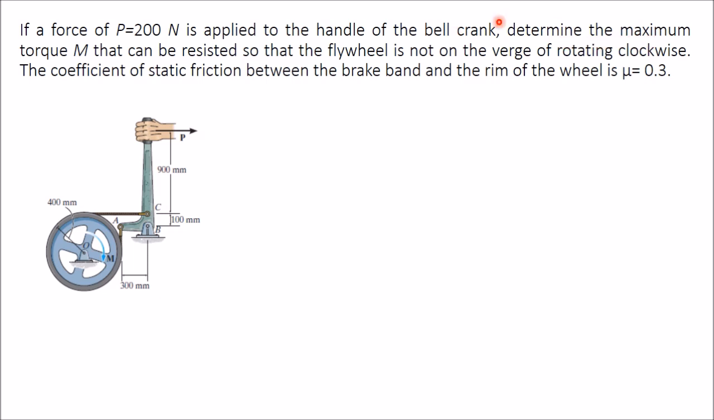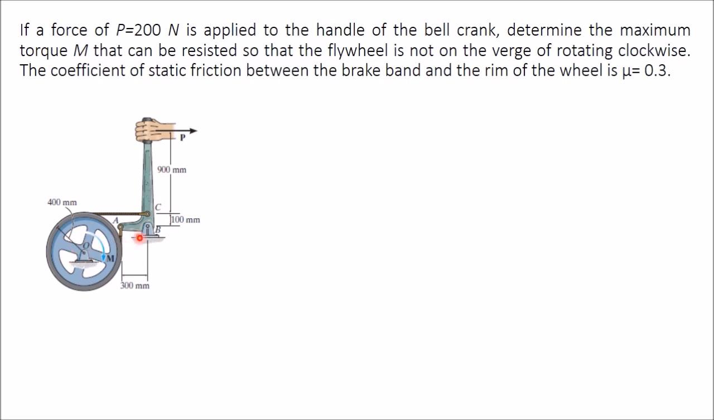Now determine the maximum torque M that can be resisted. This is the torque M. This torque is the torque transmitted by the drum, and that can be resisted so that the flywheel is not on the verge of rotating clockwise. Here the direction of rotation is given: it is trying to rotate in the clockwise direction.